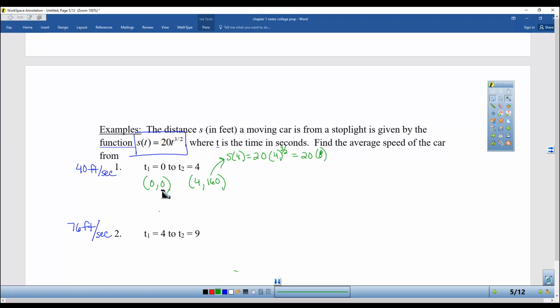So first step, find the y value. Second, write it as an ordered pair. And then third step, use the slope formula. 160 over 4 is 140. Don't forget your units. Feet per second.